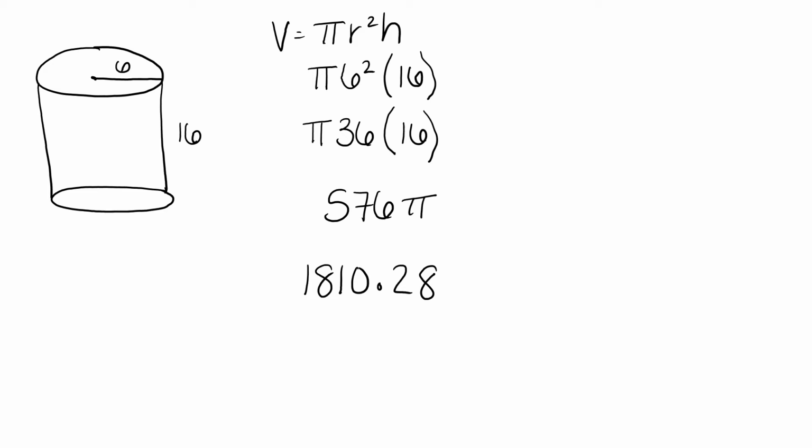The directions also tell us to round to the nearest tenth. 2 is in the tenths place. The 8 tells us to round up, so our 0.2 rounds up to a 0.3.